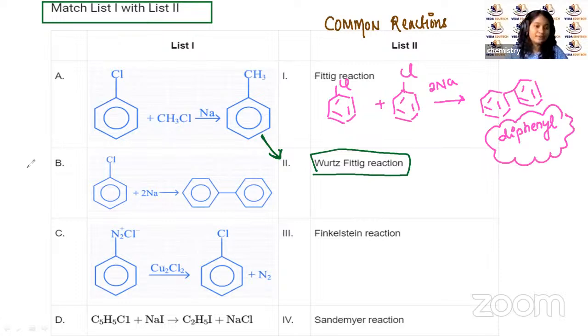Yes or no, children? So as it gives you diphenyl, we know that this is going to be a Fittig reaction. So your B is going to be Fittig reaction. Yes, I hope everyone understood this. Okay, let us look at the next reaction.